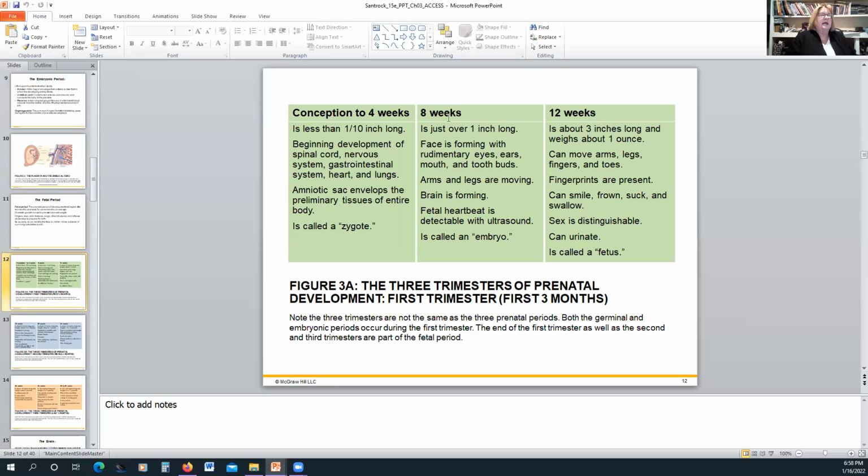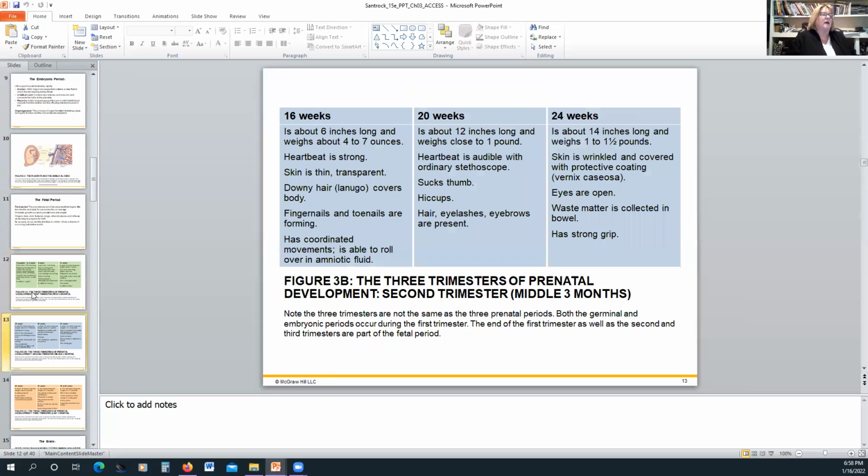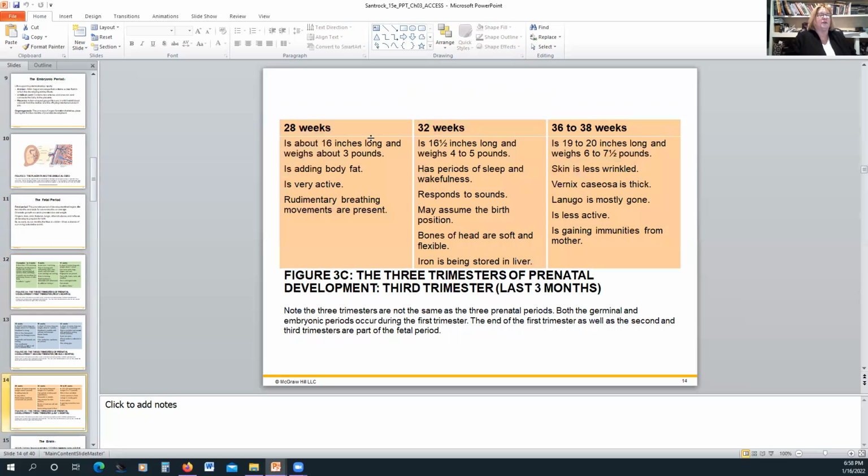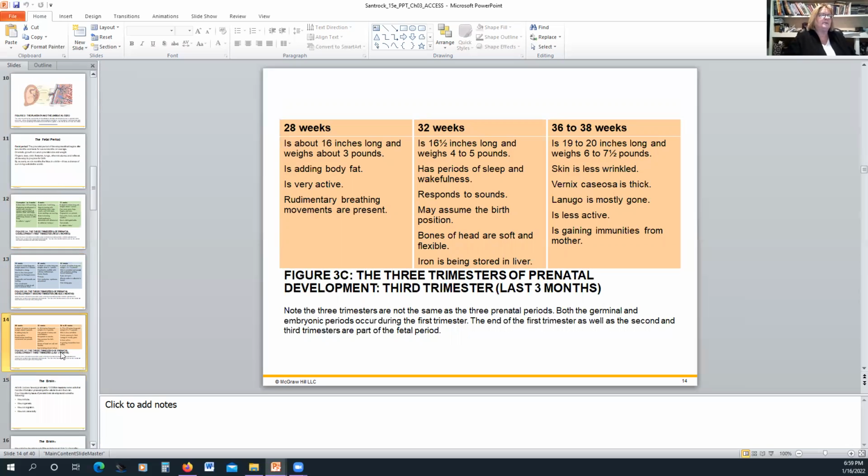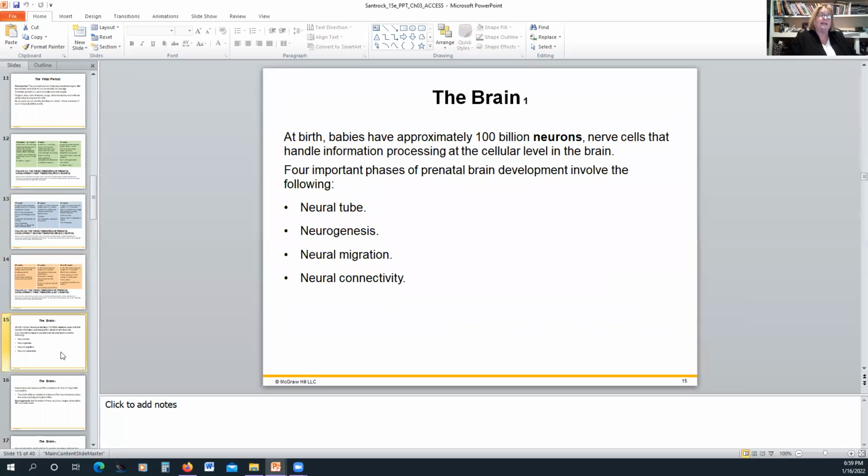So the first trimester is conception up to 16 weeks. The second is 16 to about 27 weeks. And then 28 weeks and on is the third trimester of pregnancy. So it's talking about how things are divided out in pregnancy, and what's happening with the developing fetus as far as the pregnancy is concerned.